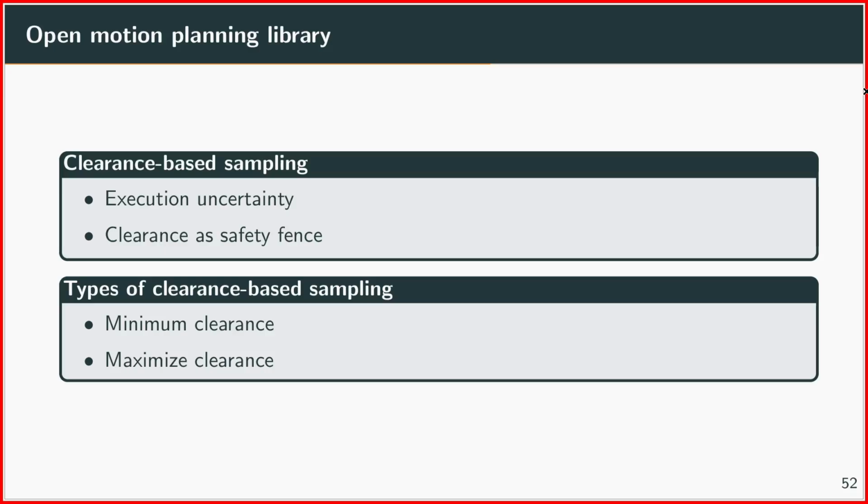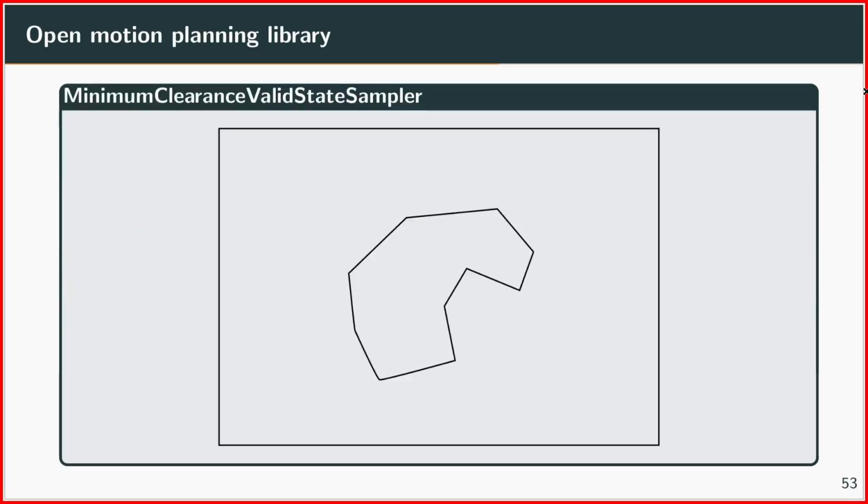And in OMPL, there are two different types of clearance-based sampling implemented. One is called minimum clearance, the other one is called maximum clearance. And so the idea with minimum clearance is basically that you just take a certain distance from your obstacle and you define a zone which is not allowed to be touched. So it's basically a minimum clearance zone around your obstacle.